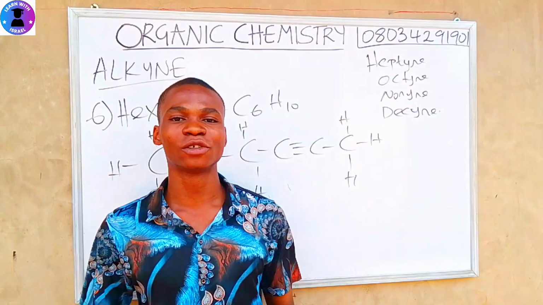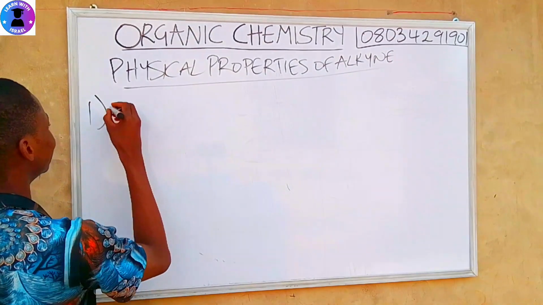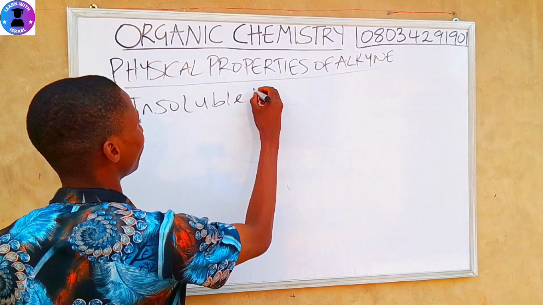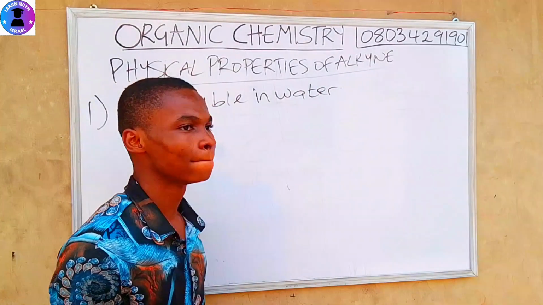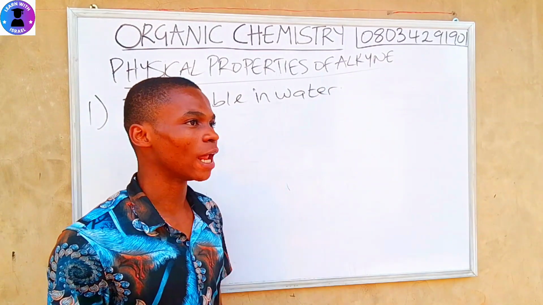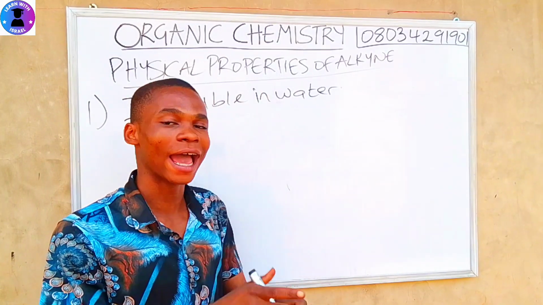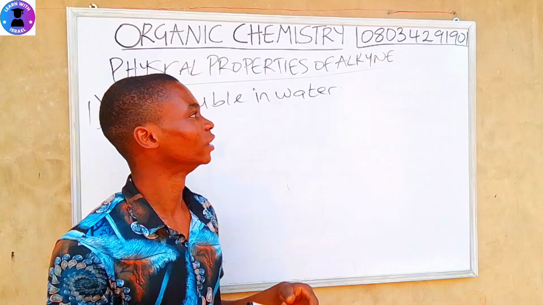So let's dive into the physical properties of alkyne. So alkyne is insoluble in water. You can also say alkyne is insoluble in polar, because water is polar and alkyne is non-polar. Alkane, alkene, alkyne, they are non-polar. They are only soluble in organic solvent.